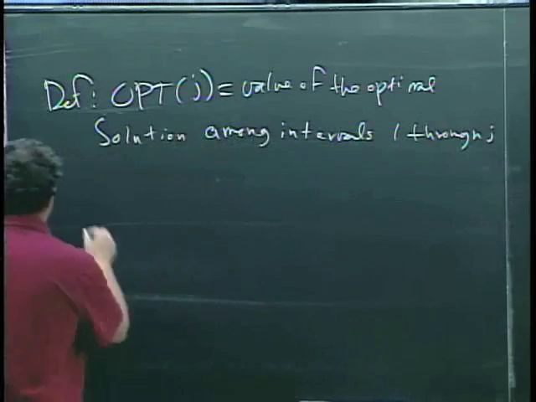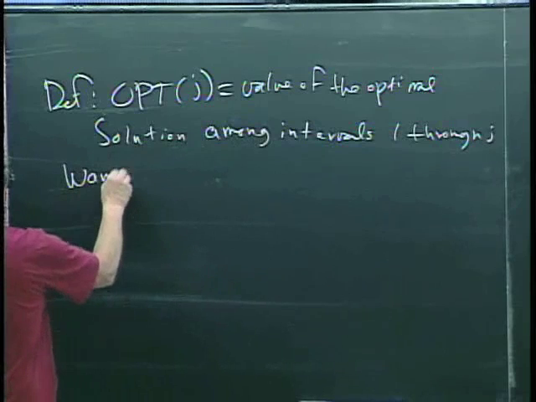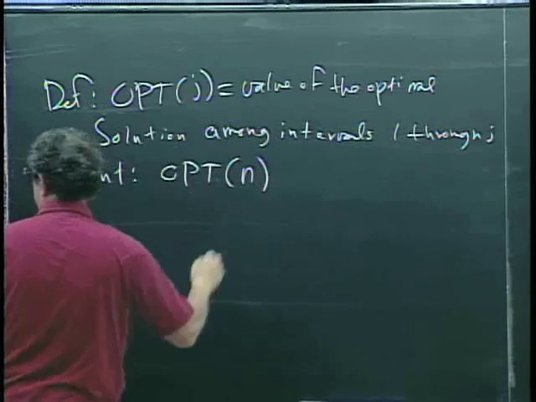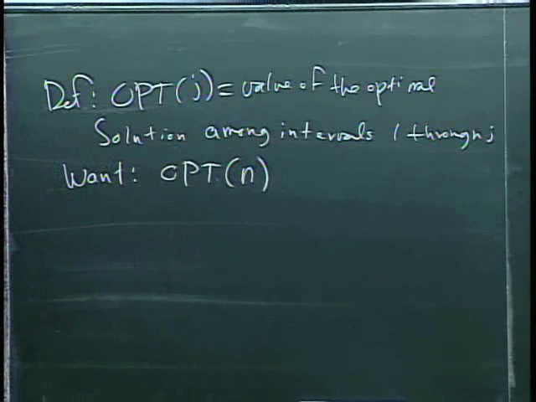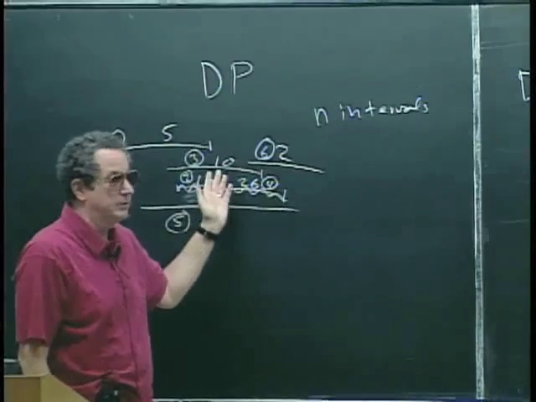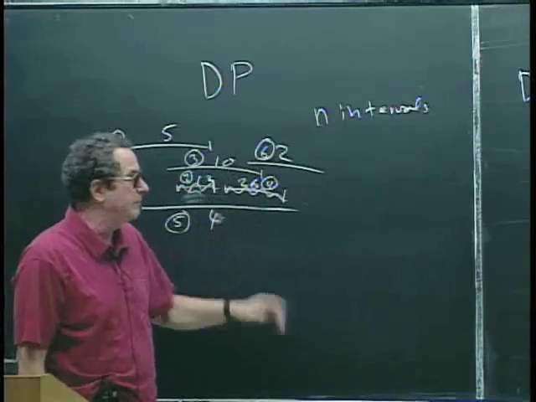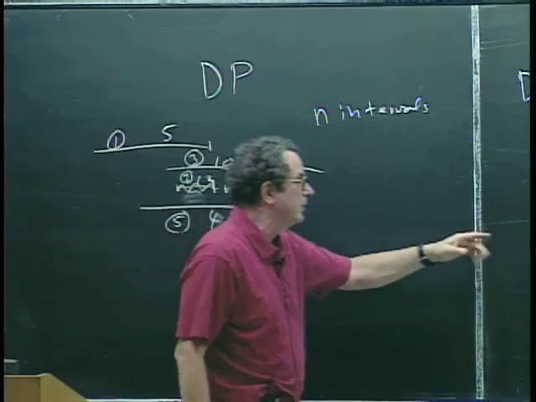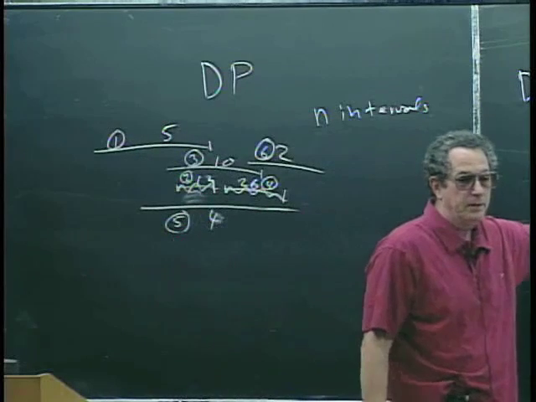And then what we want, of course, is opt n, where n is the number of intervals. That gives you the value of the optimal solution. It doesn't tell you the selection of the intervals itself. We'll get to that today as well. But right now, we're still talking about how we're going to compute opt n.